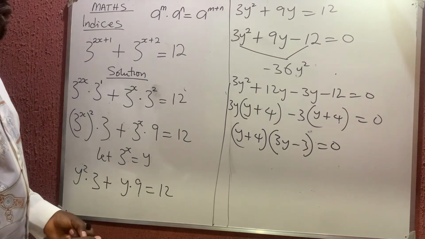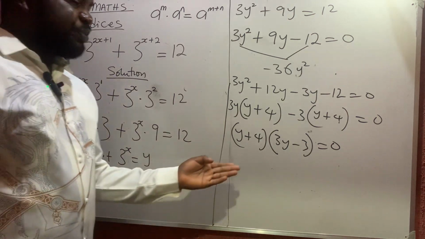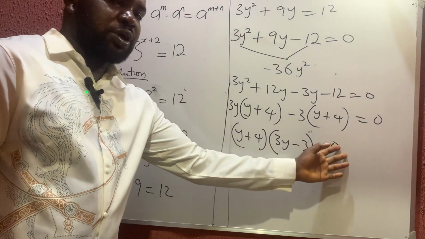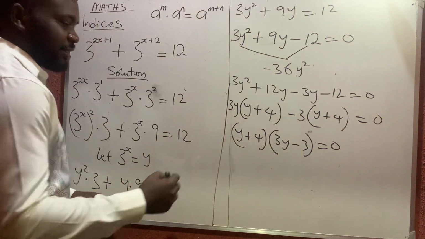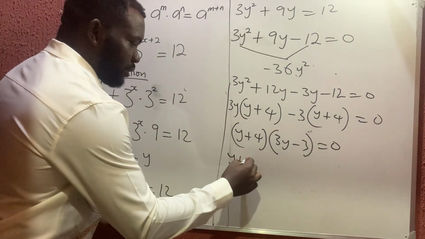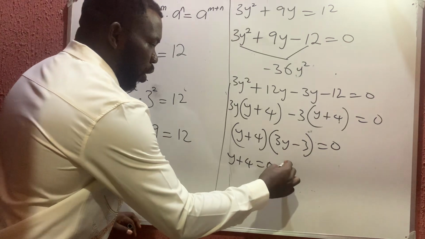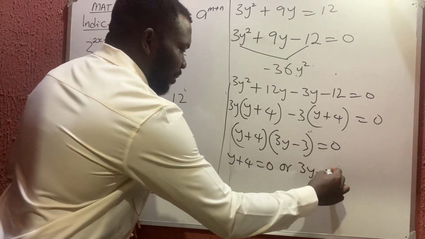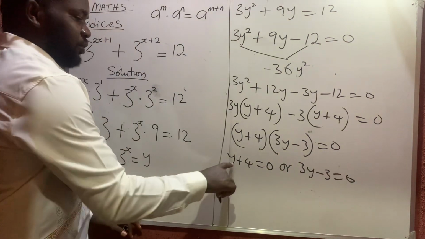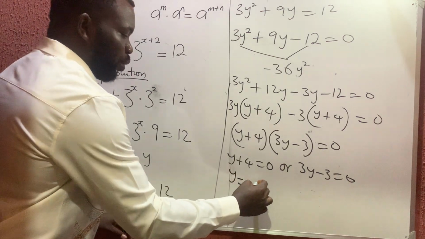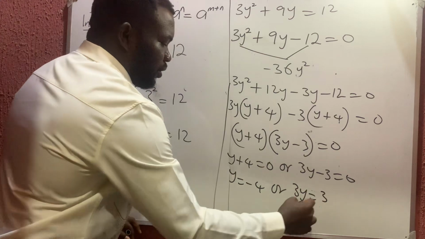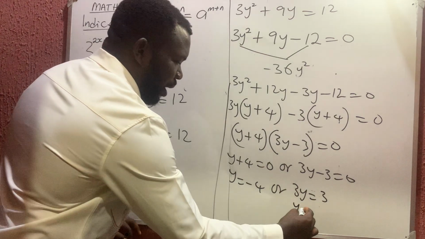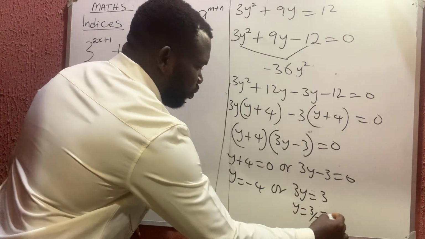So having this now, what do we do? Don't forget that when the product of two things is equal to 0, it means that automatically one of them must be 0. So we can say that either y plus 4 is equal to 0, or 3y minus 3 is equal to 0. So here now I'm going to have that y is equal to minus 4, or we have that 3y is equal to 3. So if I divide both sides by 3, I'm going to have that y is equal to 3 divided by 3, which is 1.